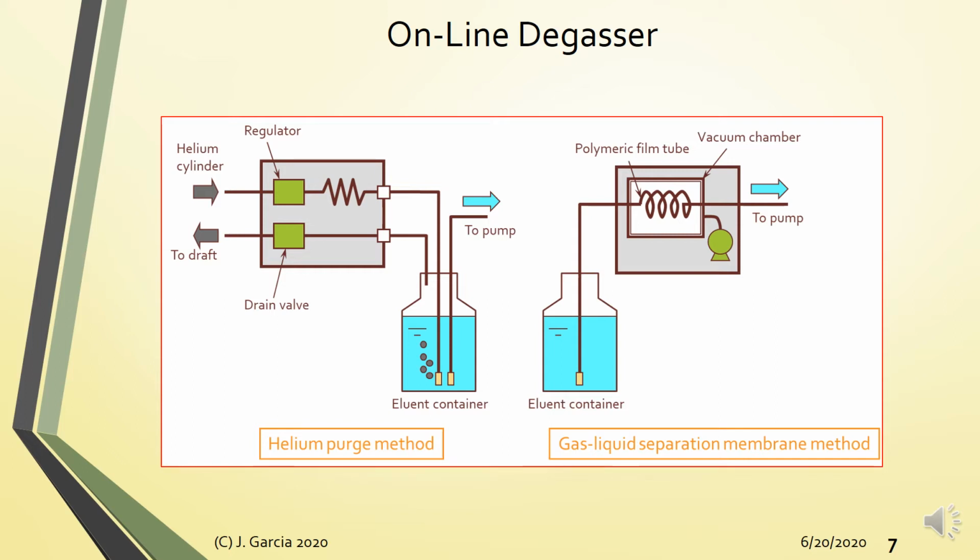Okay, so shown here are two of the common types of online degassers. So you have here the online helium purge method. Although to be honest, I haven't seen this one, no, in the Philippines. What is common here is this one, no, yung gas liquid separation membrane method, which utilizes a polymeric film tube which is permeable for gases. Okay, so pag dumaan dito yung mobile phase natin, the dissolved gases are removed, no, from the mobile phase.